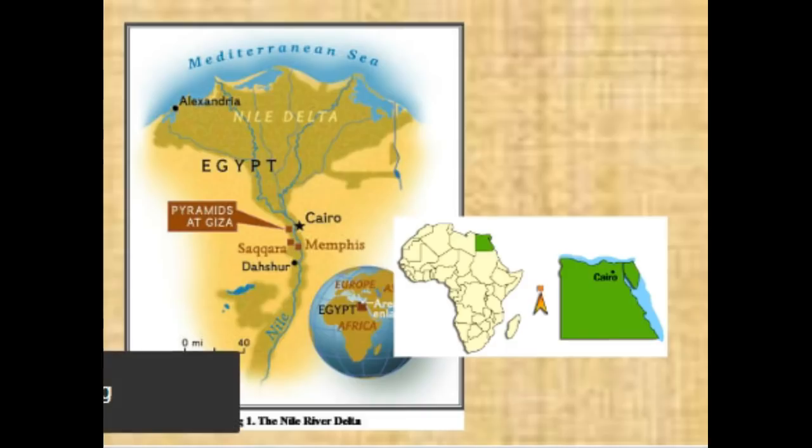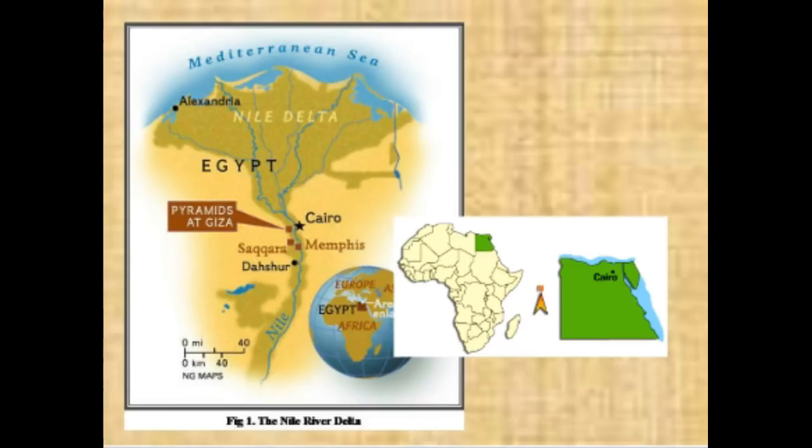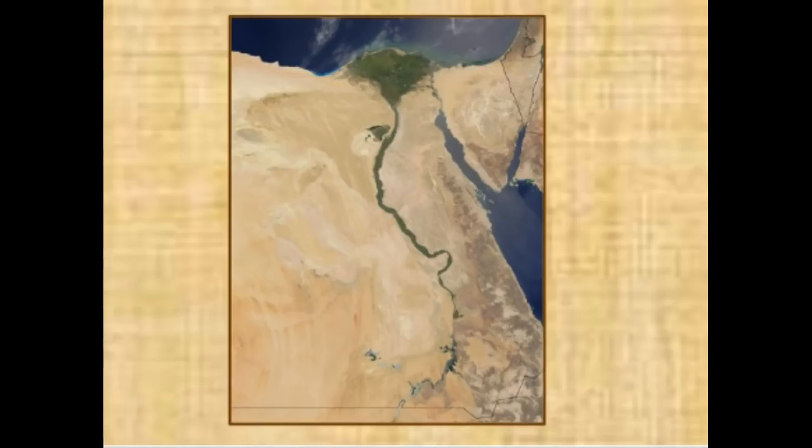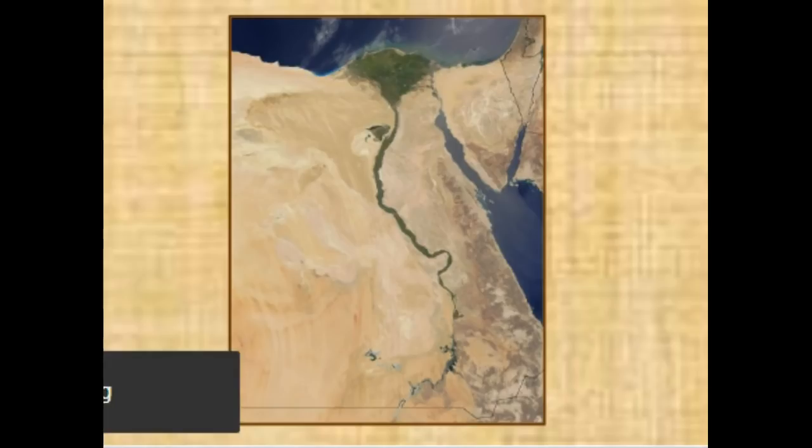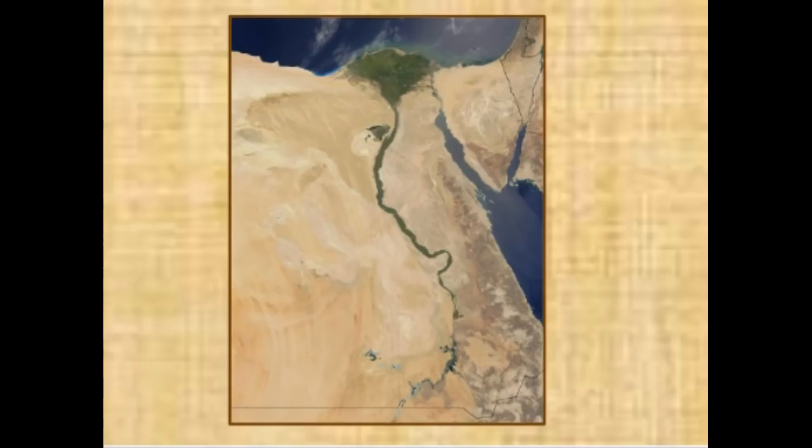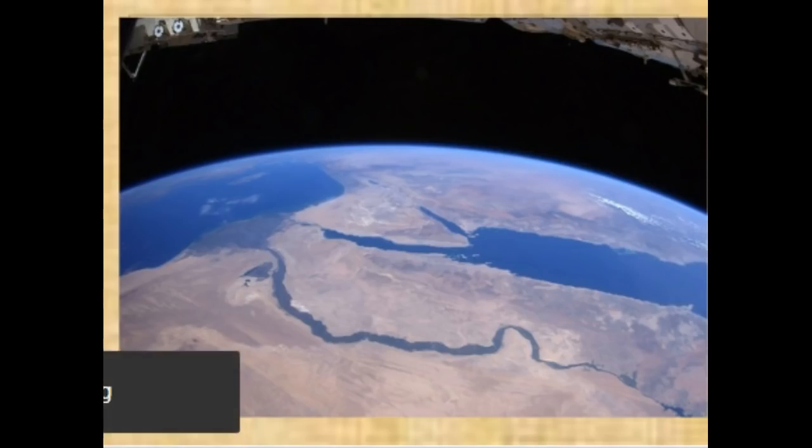See the major cities here of Cairo and Memphis, and where the pyramids are at Giza. Again, another satellite view of how big the delta of the Nile River is and just how long it is. More satellite views. This is from the International Space Station.